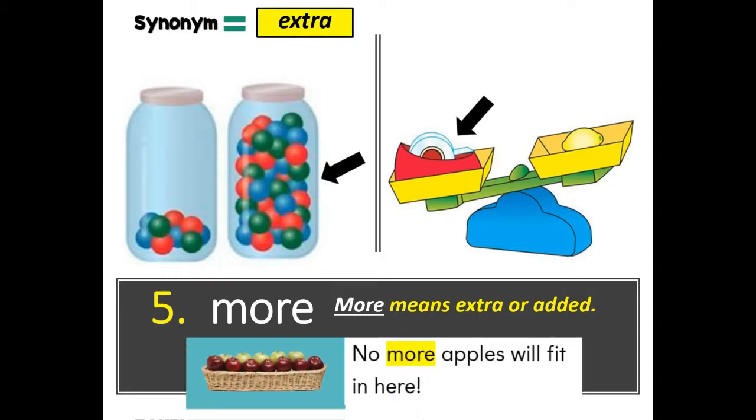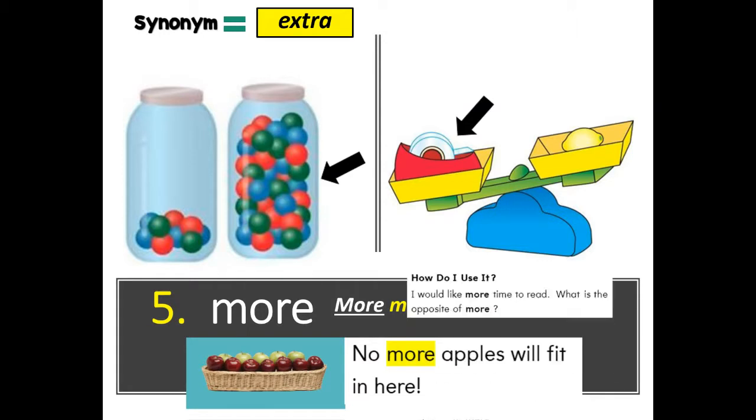No more apples will fit in here. You could say, no extra apples will fit in here. Or there are extra gumballs or candy in the right jar, and the tape dispenser weighs extra.